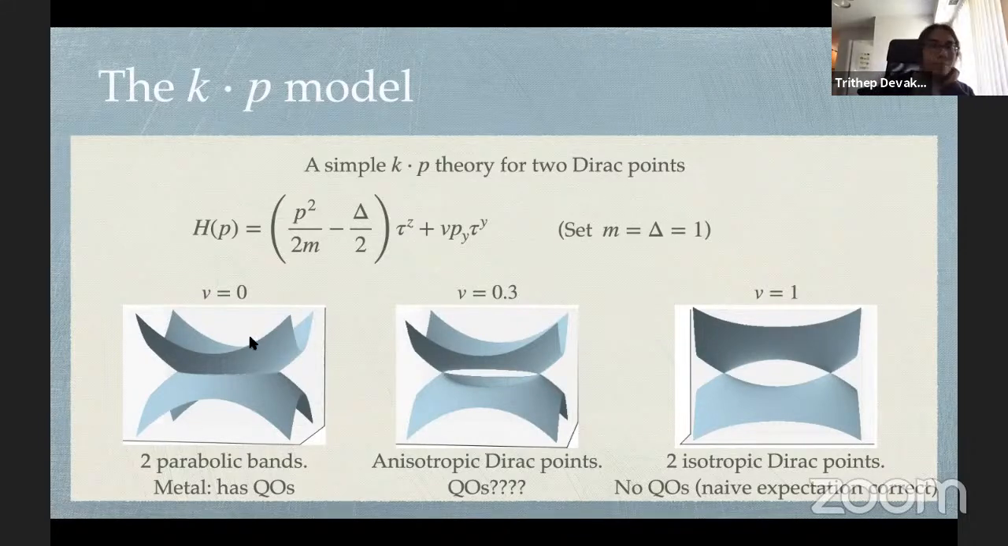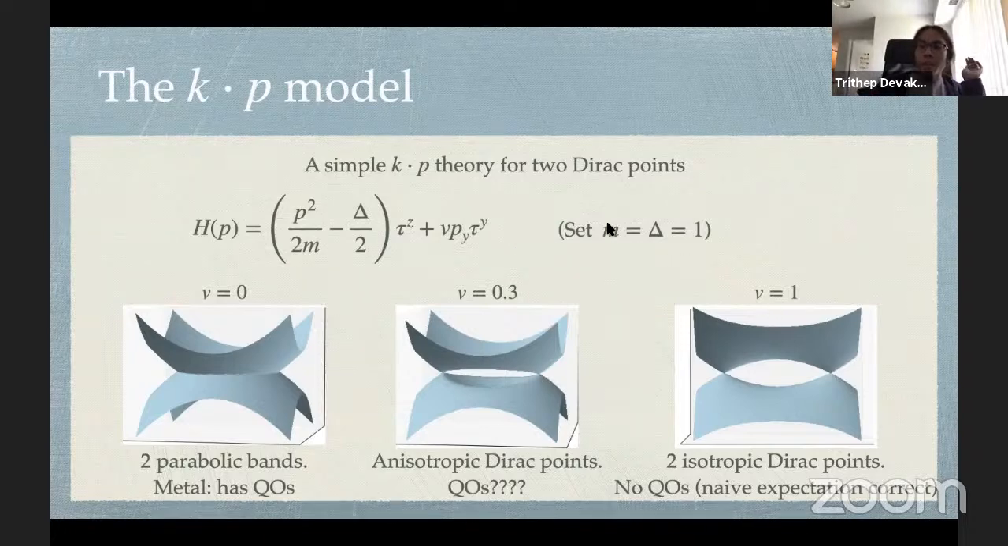This is a metal. Now, the second term is v p_y tau_y. When you turn v to be non-zero, this gaps out the spectrum whenever p_y is non-zero, but where p_y is zero, it leaves it degenerate. So that gives you what's shown here, where you used to have a circular touching, but now you gap it out everywhere except for two points, and this gives you two Dirac points.